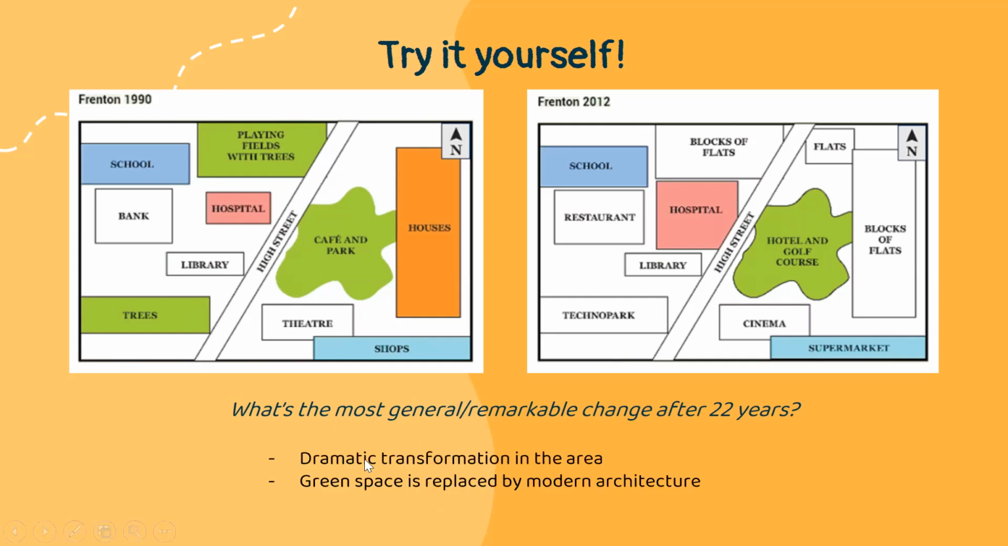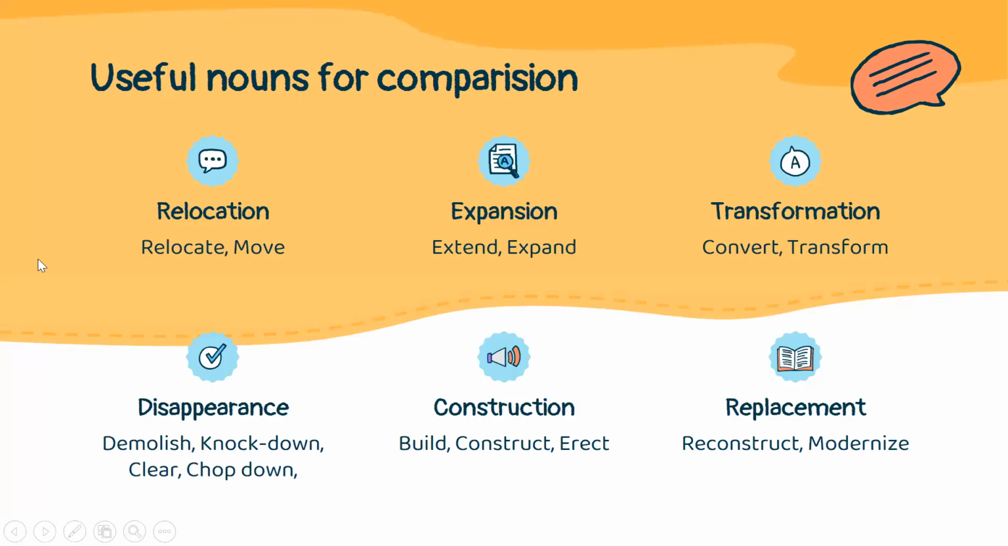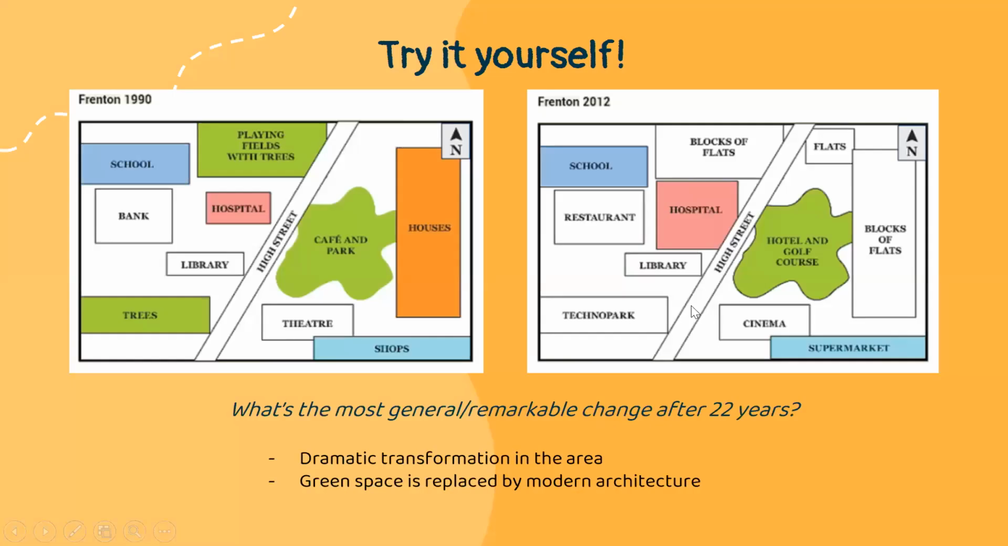Okay, you will see "was replaced by modern architecture". Any words you could use as attributes. I cannot actually describe the body paragraphs for you, because you will have to be creative and make your own paragraphs. So I will give you tools to do this by giving you some nouns for comparisons. For example, you could say relocation, which means relocate or move. Anything here is relocated.